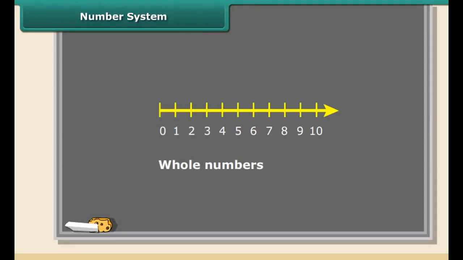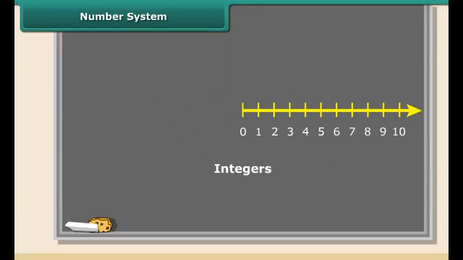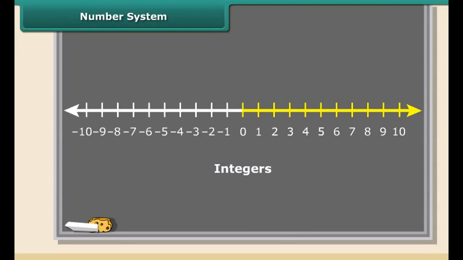Whole numbers are simply the numbers 0, 1, 2, 3, 4, 5, and so on. There are no fractions. Natural numbers are the positive whole numbers except 0. Integers are like whole numbers, but they also include negative numbers. So integers can be positive, negative, and 0.